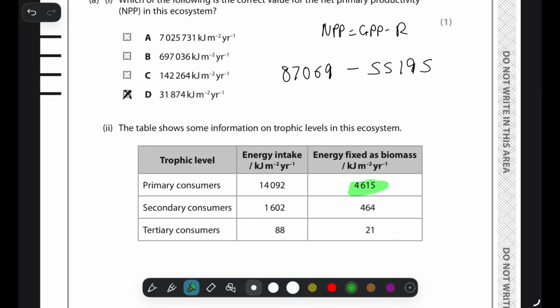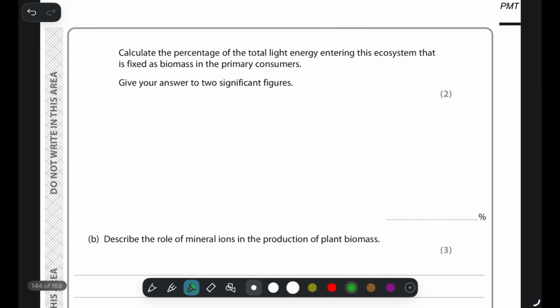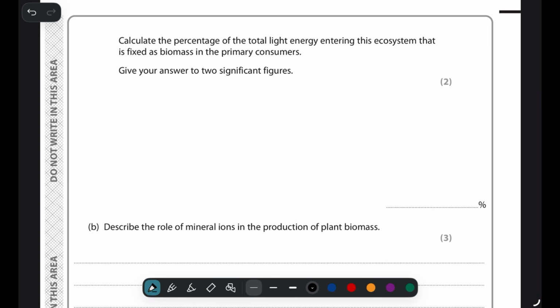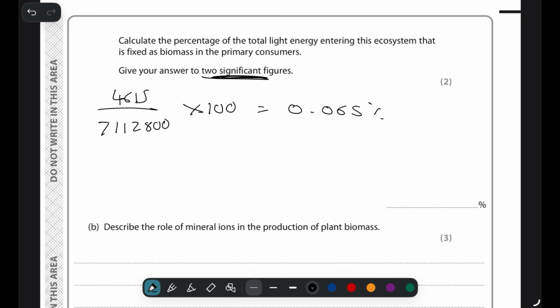So we've used the information we had and we used a table. Now, in terms of actually answering the question, we're going to do percentage. We're just going to do the amount in the biomass divided by the total times 100. So it's 4615 over 7112800 multiplied by 100. And that will give us our percentage, which is going to be like 0.065% to two significant figures. Always remember that. So it would have been a long answer, but two significant figures.